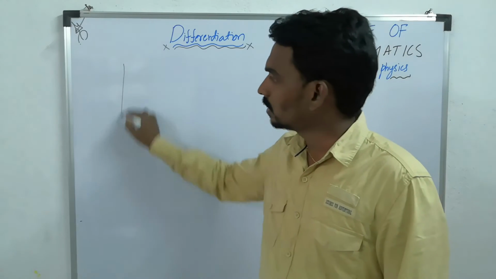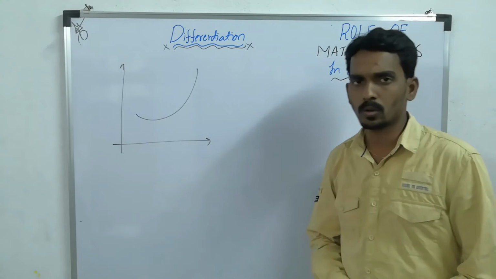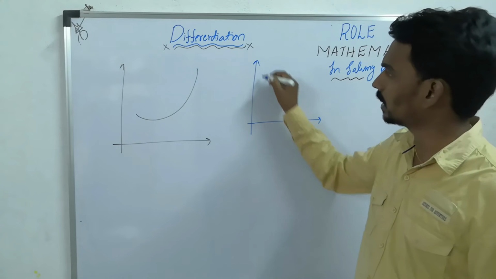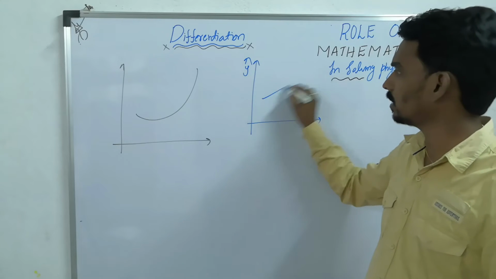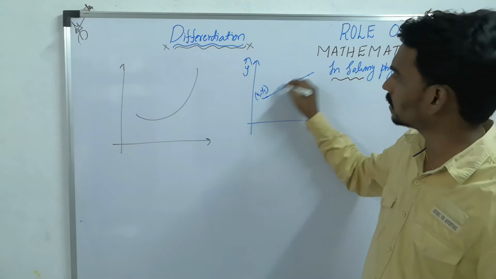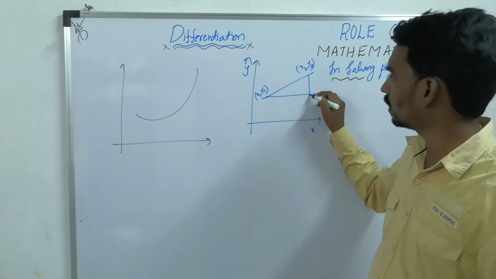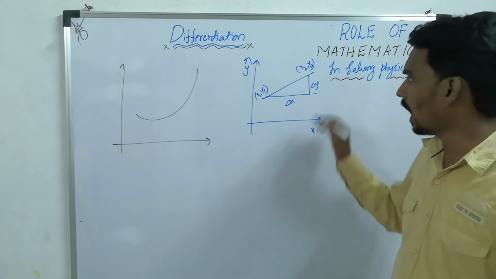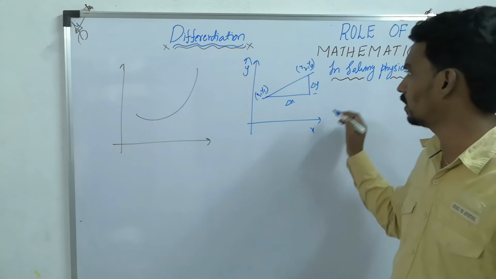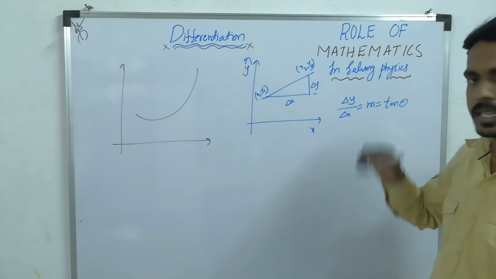Now consider a curved graph. How to find the slope? We are saying we can use differentiation to find the slope. Generally, when you take a straight line graph, how do you find the slope? You choose 2 points, take the coordinates x1, y1, x2, y2, and find delta y by delta x, the average change in y coordinate by the average change in x coordinate from one point to another. Then delta y by delta x is nothing but m, or tan theta, called the slope.